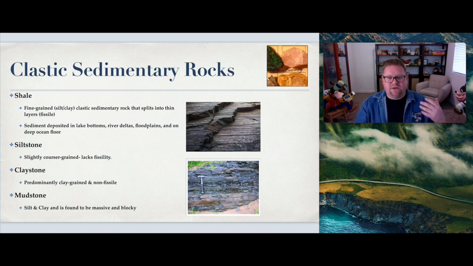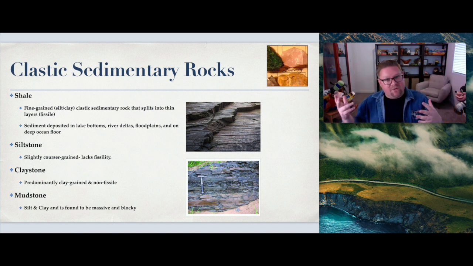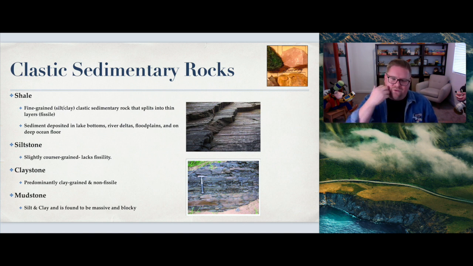Claystone is predominantly clay-based, and mudstone can be very massive. When I think of mudstone, it's like if you have a big backyard or an area that's mostly dirt and it rains a lot, like it's been raining in California this last year like crazy, and then all that mud gets wet and then the sun comes out and the water evaporates, creating mud cracks. Well, it's turning that loose material of mud into a mudstone. So it's turning it into a rock, which is pretty cool.